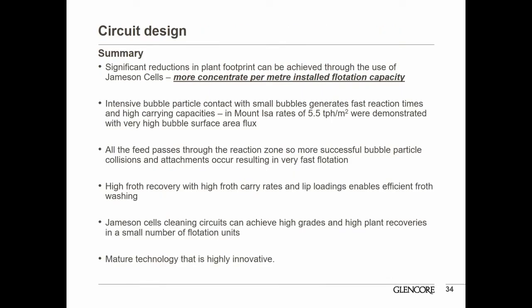So in summary, the case studies presented here today show the improvements that can be made to your circuit through the implementation of Jameson Cell and good cleaner circuit design. Significant reductions in plant footprint, the use of Jameson cells, increasing the concentrate recovered per installed metre of flotation capacity. The intensive bubble particle contact with small bubbles can generate fast reaction times and high carrying capacity. In these examples, rates of over 5.5 tonnes per hour per square metre were demonstrated with very high bubble surface area flux. This means less flotation units are required.